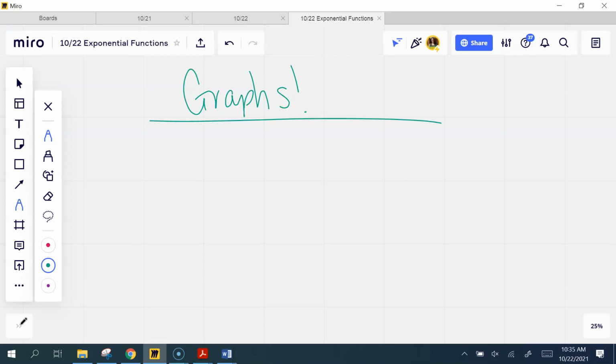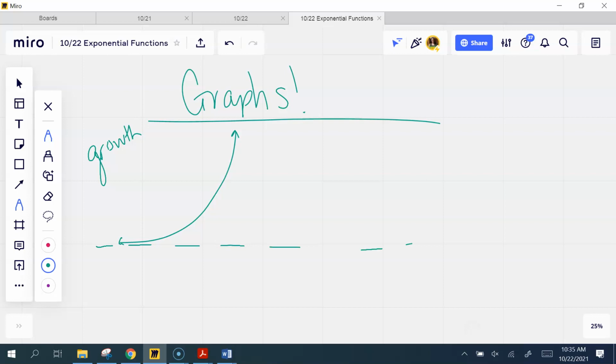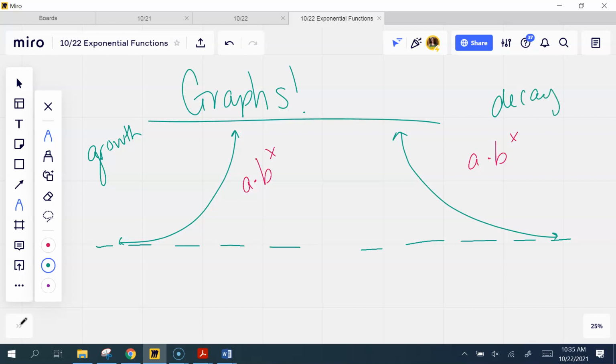Remember what a growth versus a decay looks like? I have a horizontal asymptote, right? This is growth, for the parent, yes. So, if I'm in this situation, this one's decay, which is the parent graph.